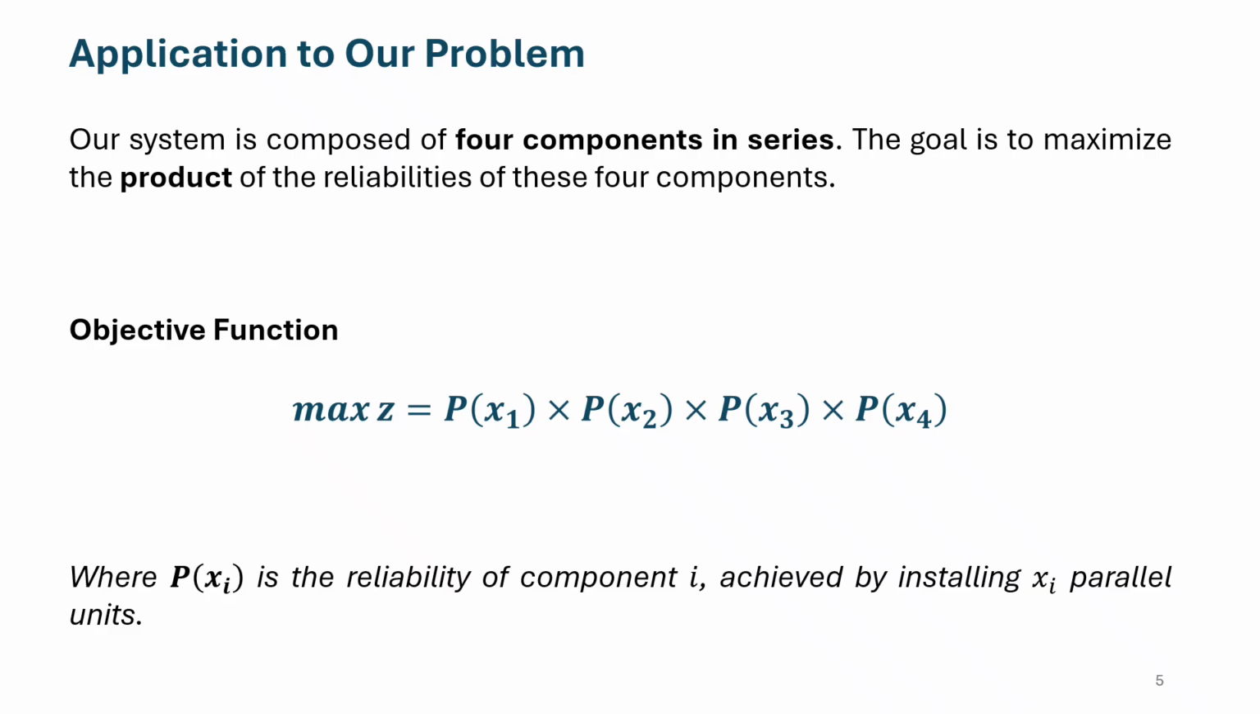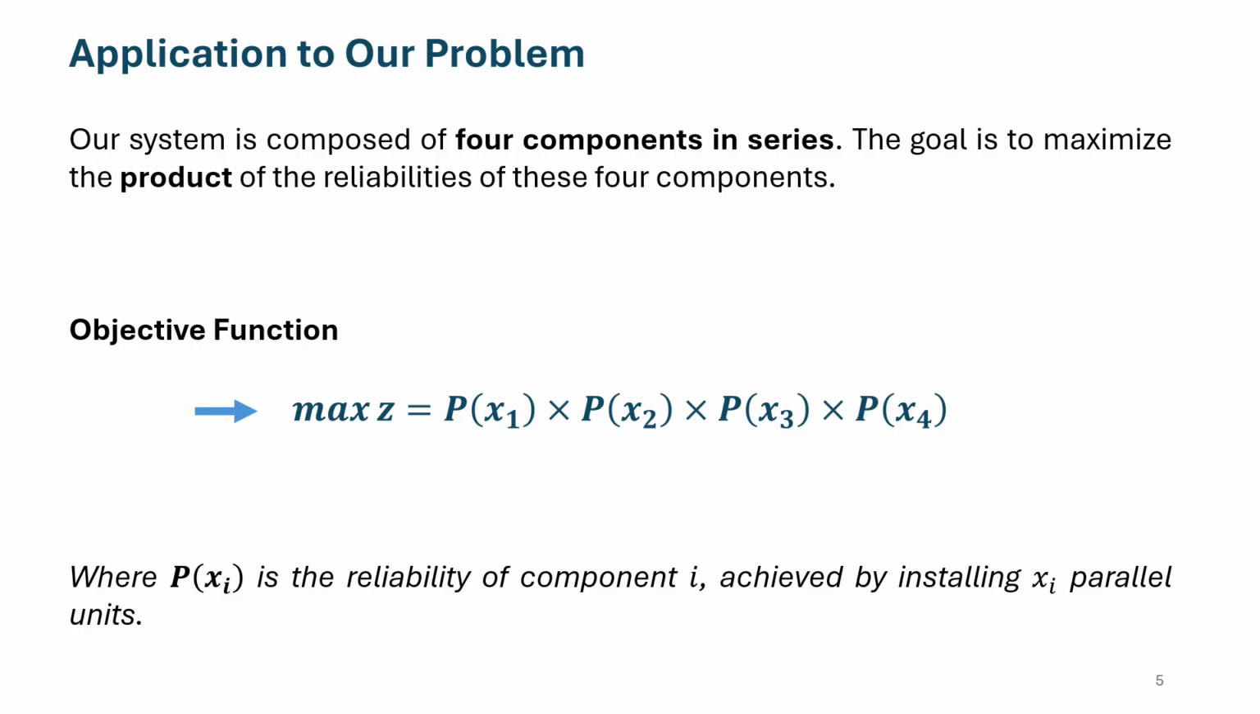Now, let's apply these concepts to our specific problem. Our system is composed of 4 components connected in series. Consequently, our objective is to maximize the product of the reliabilities of these 4 components. This brings us to our objective function. We want to maximize z, which is equal to p of x1, multiplied by p of x2, multiplied by p of x3, and finally multiplied by p of x4.